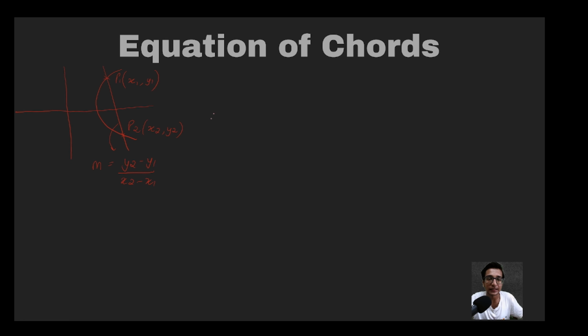And now how can I write the equation of any line when we know the slope and we know any one point? I'm sorry, this would be y minus y1 is equal to y2 minus y1 upon x2 minus x1, into x minus x1. This is our equation of the chord.